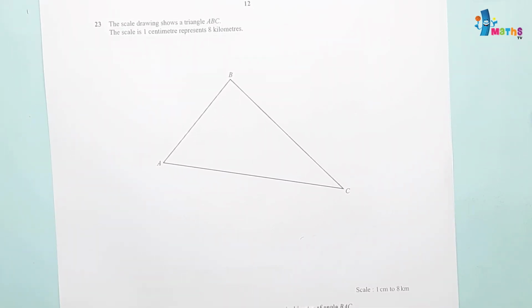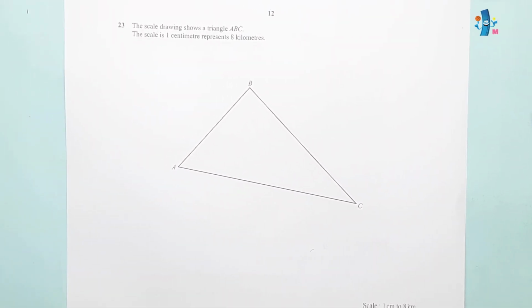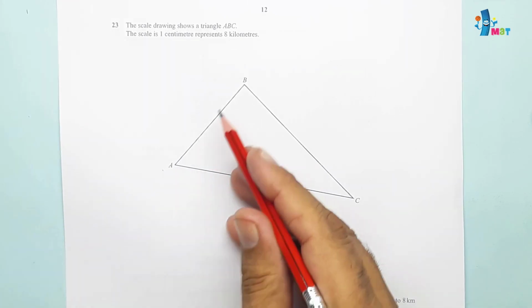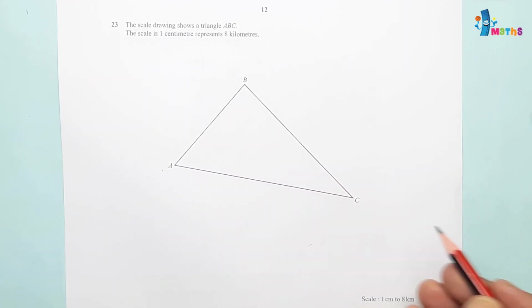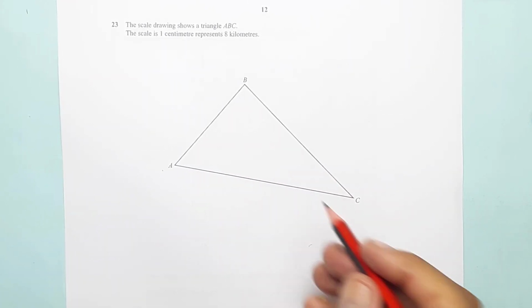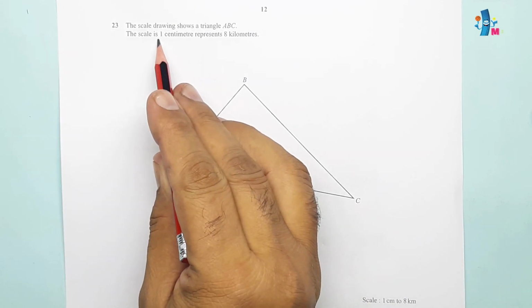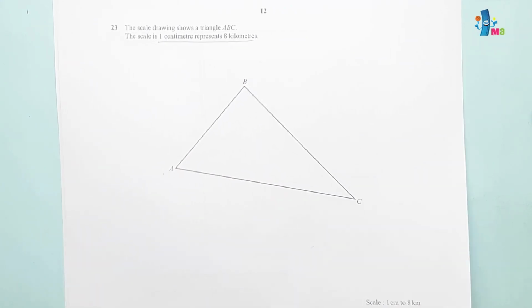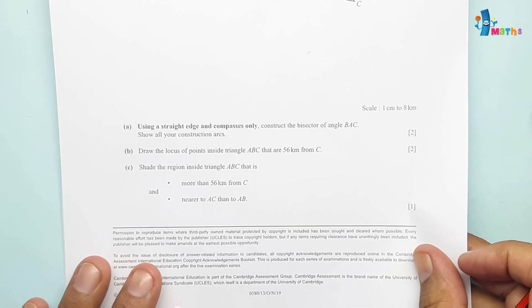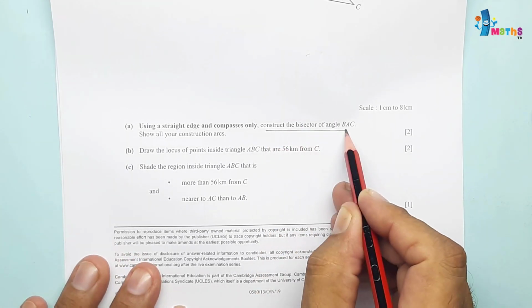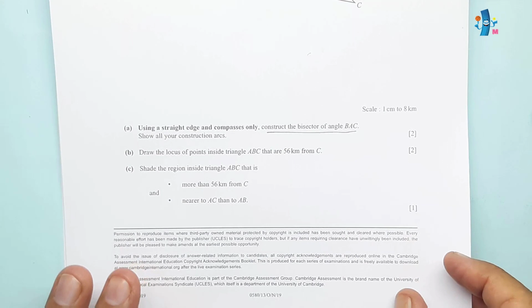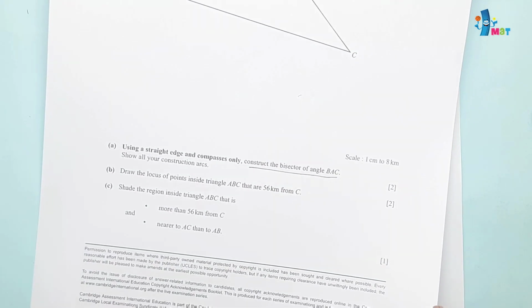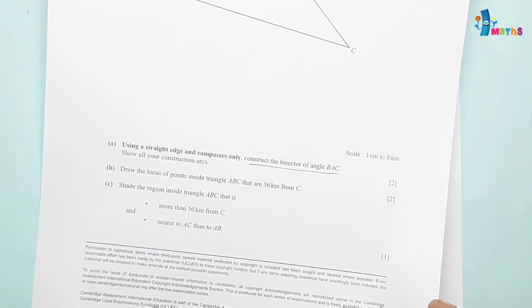Then next, question number 23, the scale drawing shows a triangle ABC. ABC is a triangle. This one, the scale is 1 centimeter represents 8 kilometers. Using straight edges and compasses only, what we have to do is construct the bisector of BAC. Bisector of B, A and C.